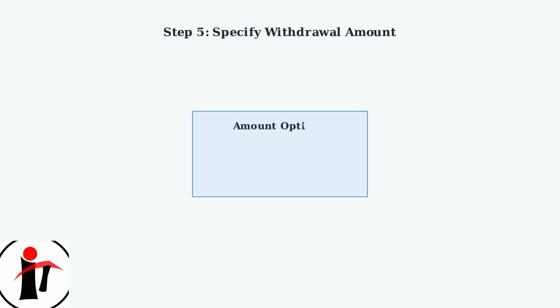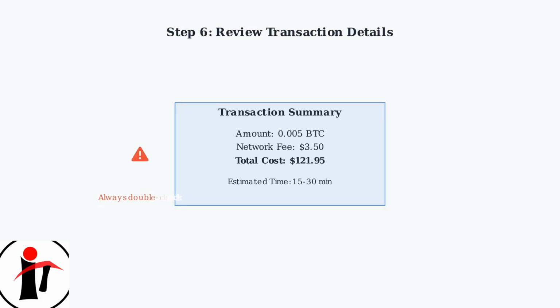Enter the amount you want to withdraw. You can specify this either in Bitcoin units or in US dollar equivalent. Cash App will automatically convert between the two based on current market rates. Before confirming, carefully review the network fees and transaction details. Cash App will display the total cost including network fees, which can vary based on Bitcoin network congestion.